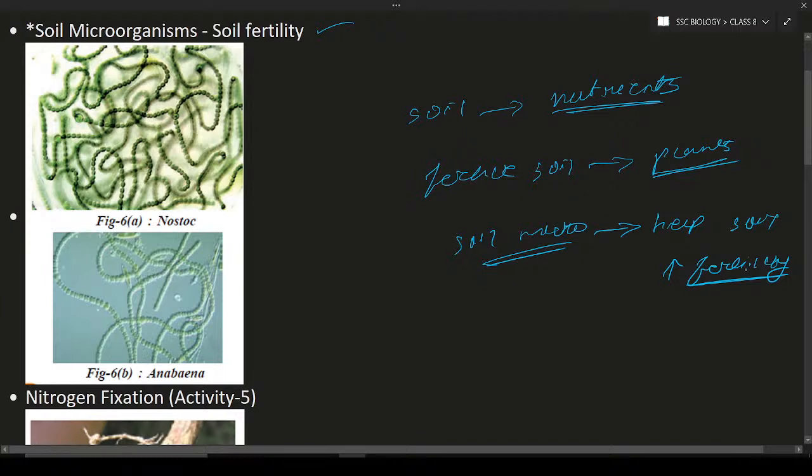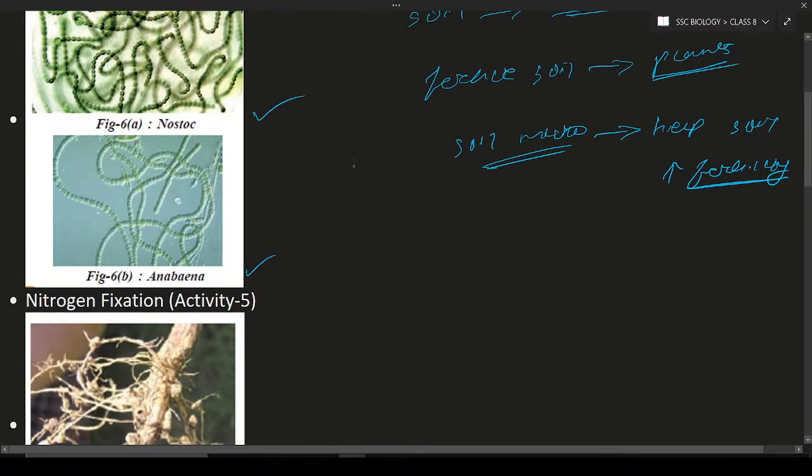For example, Nostoc and Anabaena. These microorganisms are present in the soil, and they feed on the waste materials present in the soil, and they increase the soil fertility. This is most important. So what is meant by soil fertility? The presence of the nutrients required in the soil for plant growth and development is known as soil fertility. Some bacteria in the soil, for example Nostoc and Anabaena, increase the fertility of the soil.